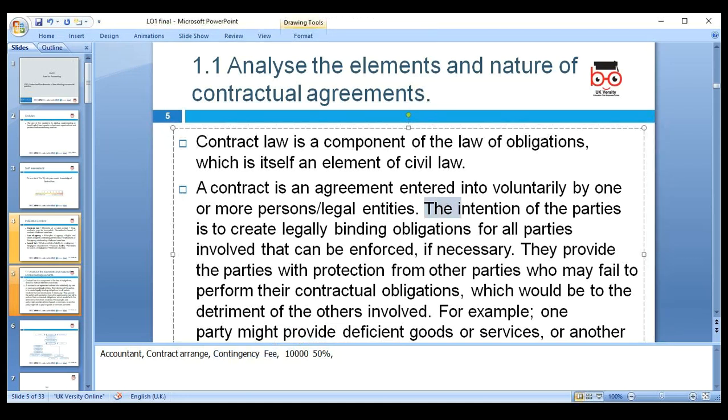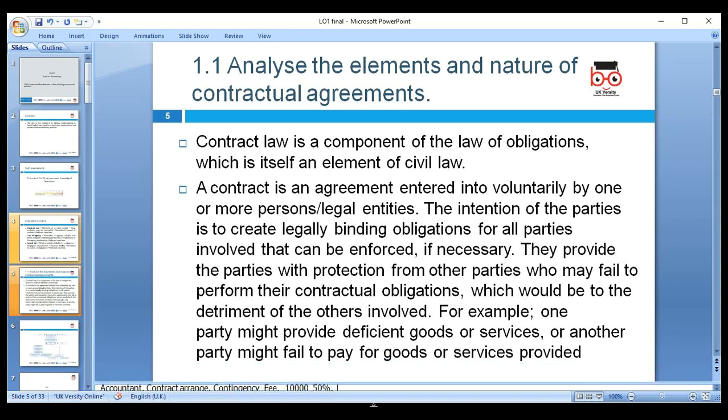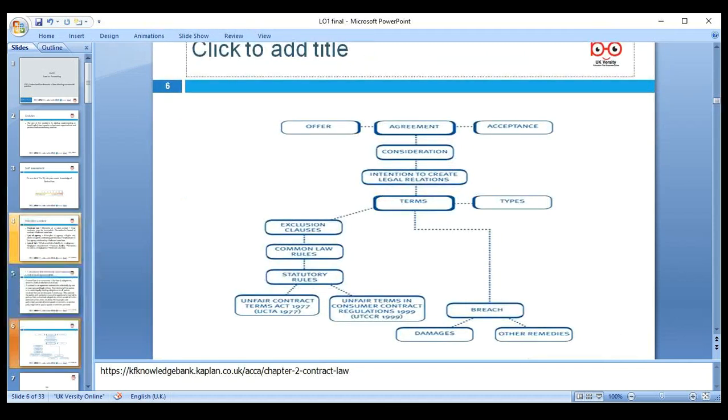So the intention of the parties needs to be legal. If there is an illegal intention, like providing things that are forbidden by law, then it's not a contract. It can't be enforced. Contracts provide protection from other parties who may fail. If any party fails to fulfill the contractual agreement, of course, you have damages and penalties. So that's why it's crucial. We need a good understanding when we make a contract.